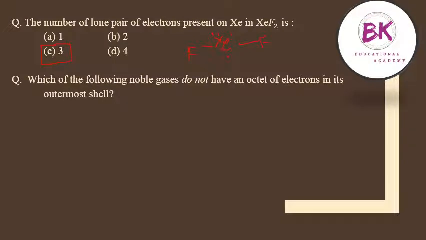Which of the following noble gases does not have an octet of electrons in its outermost shell? And the options are neon, helium, argon and radon. So the correct answer will be, as the question is saying which noble gas does not have an octet. ऐसी कौन सी नोबल गैस है जिस नोबल गैस का ऑक्टेट नहीं होता? Because we know that सारी नोबल गैस ऐसी है जो ऑक्टेट शो करते हैं, जिनका ऑक्टेट कंप्लीट होता है. But there is one noble gas which does not have an octet, which shows a duplet, and that gas is helium.